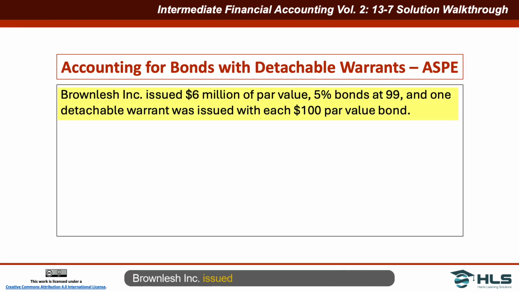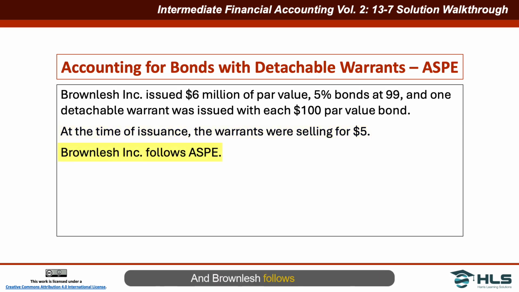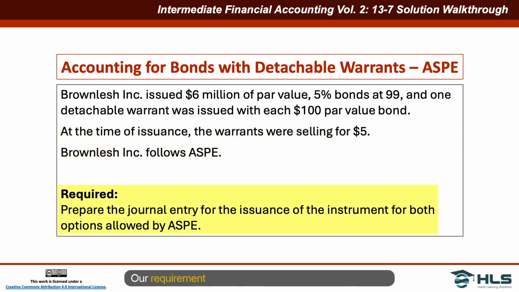Brown Lesh Inc. issued $6 million of par value 5% bonds at 99, and one detachable warrant was issued with each $100 par value bond. At the time of issuance, the warrants were selling for $5. And Brown Lesh follows ASPE. Our requirement for this problem is to prepare the journal entry for the issuance of the instrument for both options allowed by ASPE.